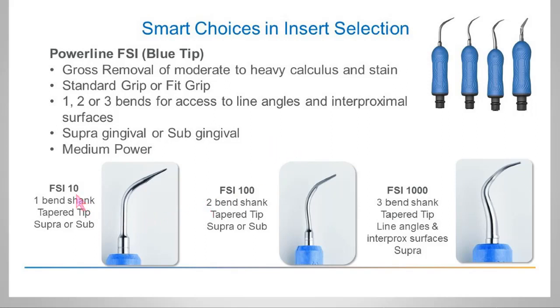And the number of zeros denoted here on the insert denotes the number of bends in the shank, which allows for access in different areas. For example, the 3-curve shank of the triple bend design facilitates access to line angles and interproximal surfaces. It's the most useful in the removal of tenacious calculus because of its mass compared to the number 10. It has a longer stroke length and therefore has greater energy distribution as it has coined edges.